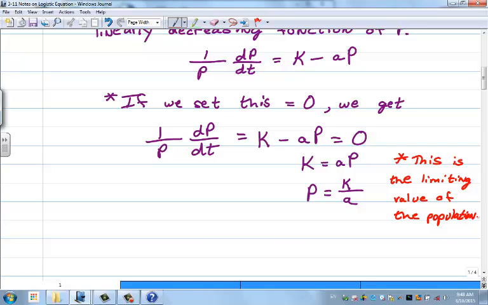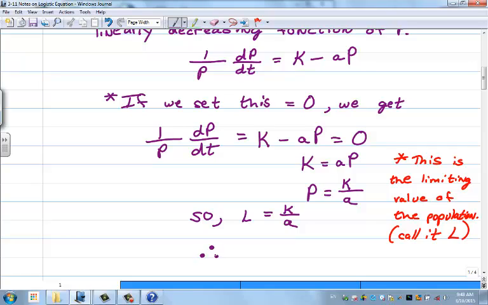So what we call this, we'll call it L. That's the limiting value of the population. Also, it might be called the carrying capacity. All right. So what we're going to say is, L, the limiting value of the population, is equal to K over A.